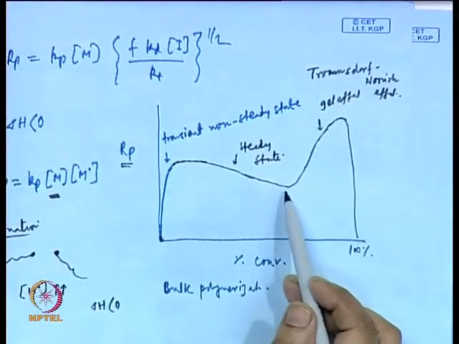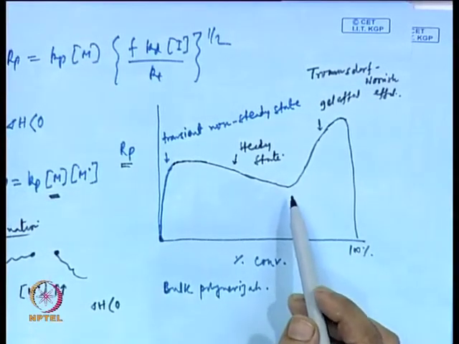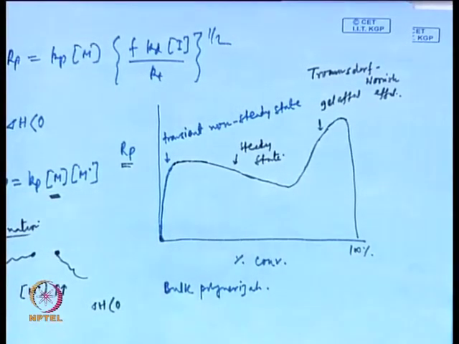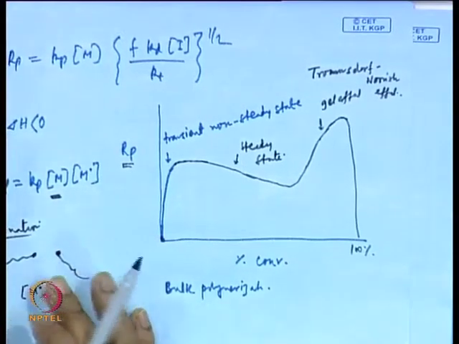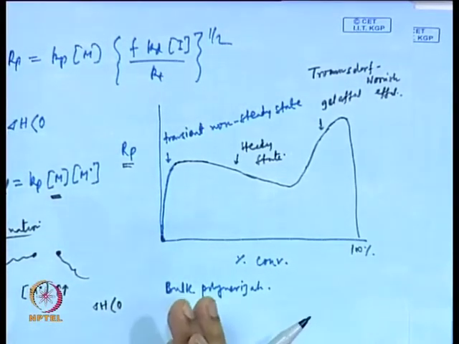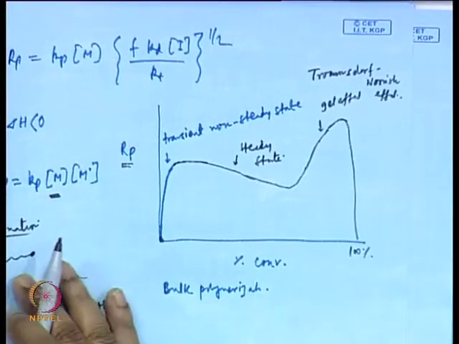Now, obviously, whether this gel effect will exist, or if it exists at what conversion, will depend upon the viscosity of the medium. If you are doing the reaction in a solution, and the concentration of the monomer in the solution is lower, then viscosity does not go up that much, and because the polymers are forming in solution, the heat management is very good. So, there is no heat accumulation or no increase in temperature. So, the gel effect does not happen.